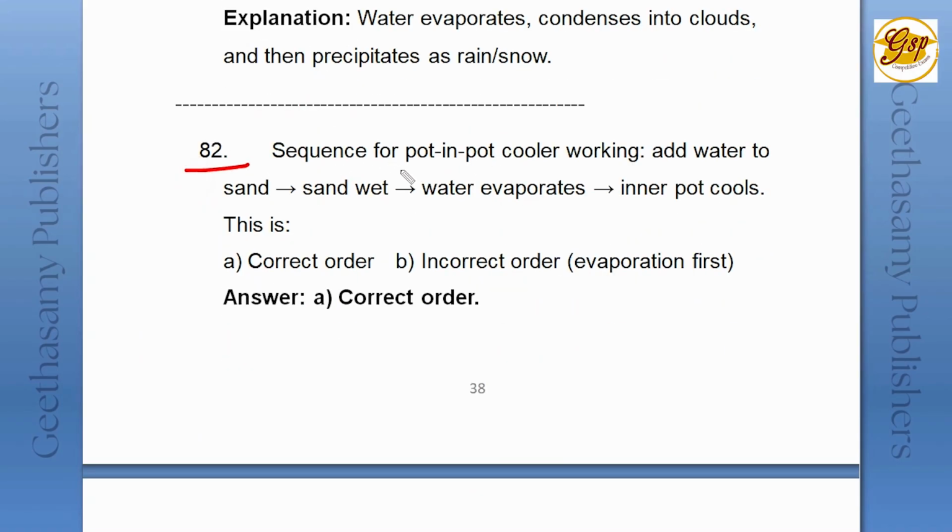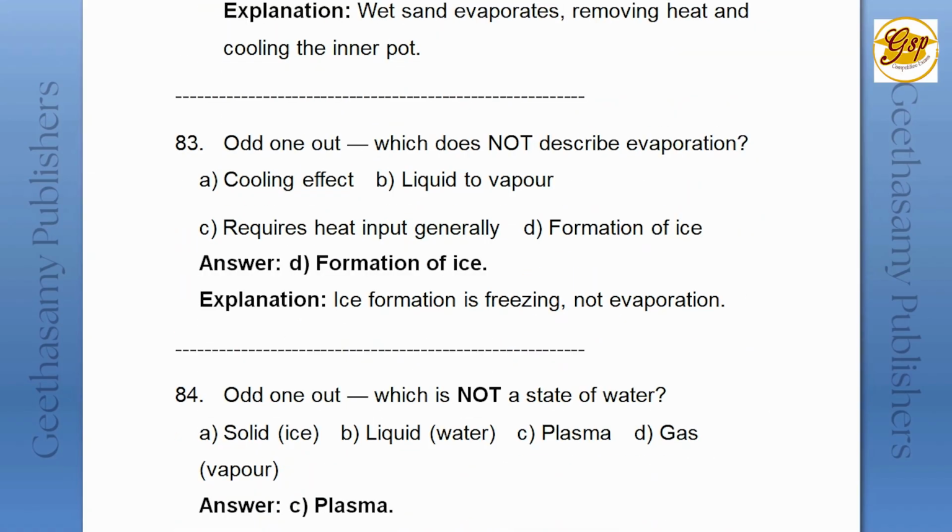82nd question. Sequences. Pot in pot cooler working method: sand gets wet, water evaporates, inner pot cools. Is it a correct order or incorrect order? Answer is, it's a correct order. There are only two choices. There are a few questions like that.